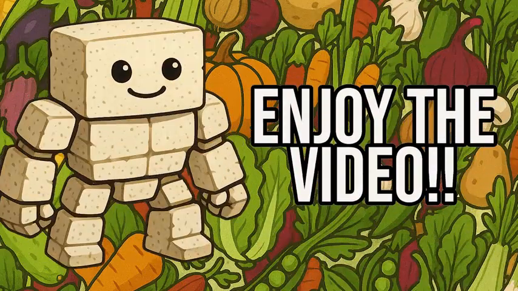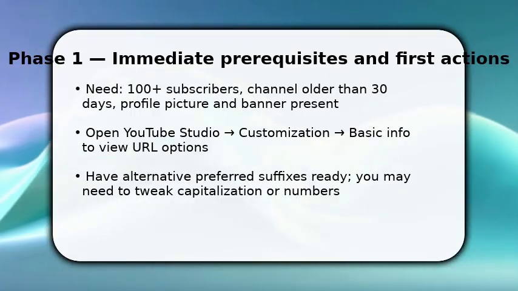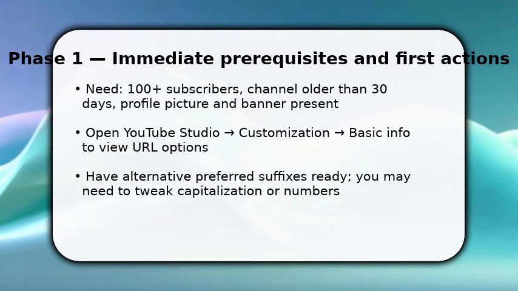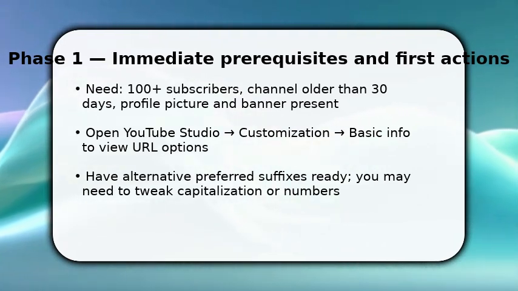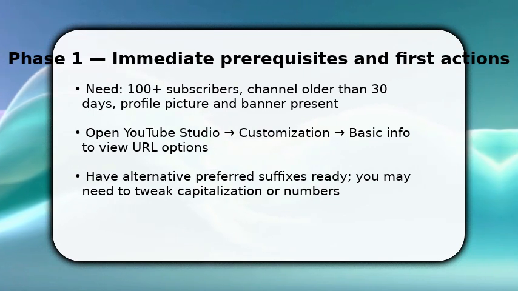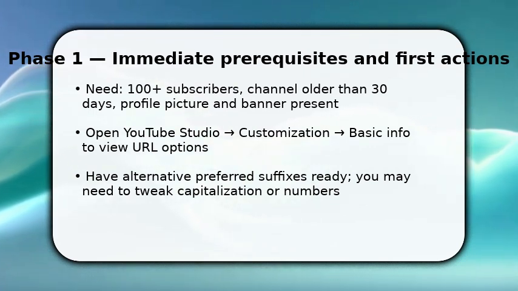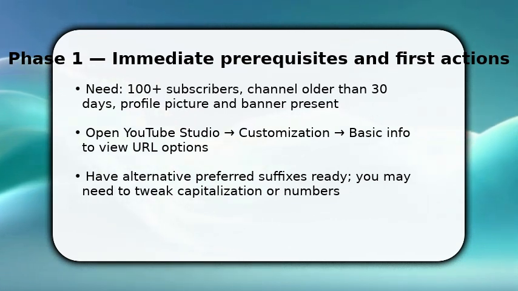Please enjoy the video. You start by confirming eligibility. You need 100 or more subscribers, a channel older than 30 days, plus a profile image and banner. Once confirmed, open YouTube Studio and go straight to customization, then basic info, where available custom URLs appear.